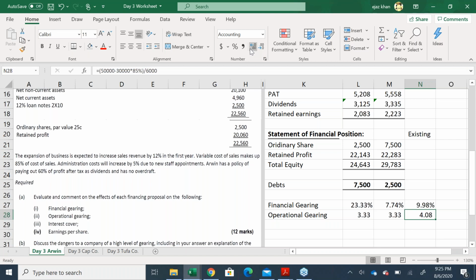It's 4.08 times. So the operational gearing before the investment was higher, 4.08, which means after you expand, irrespective of which source you choose, your operational gearing is going to go down. So your business risk is going to reduce with this investment, not because of the source of finance, but because of the expansion decision. Then comes the interest coverage.